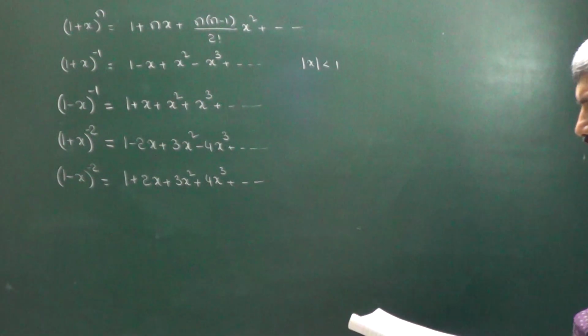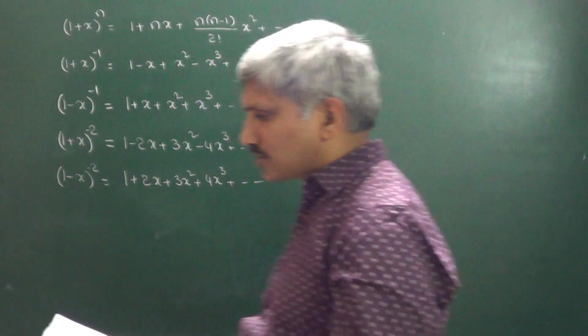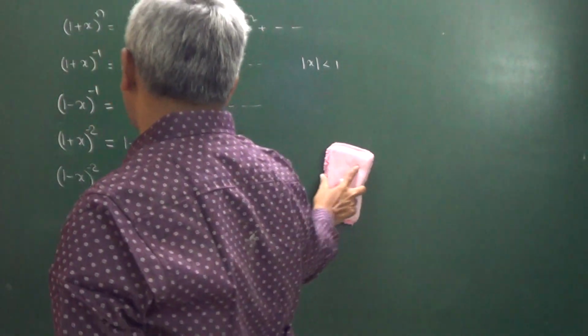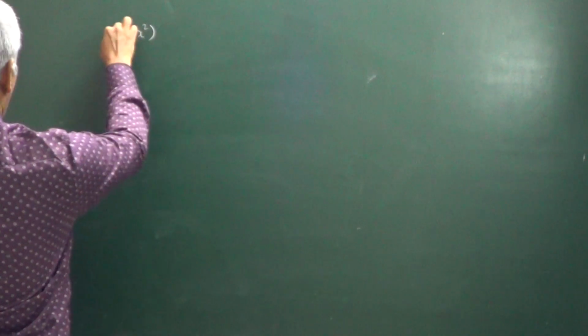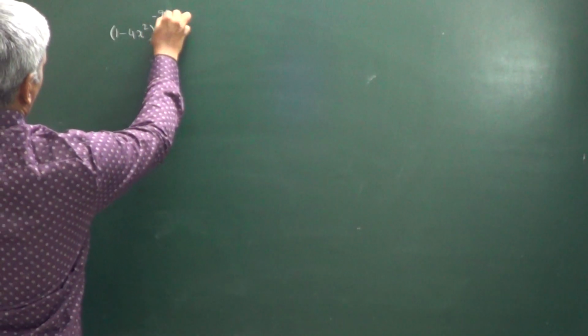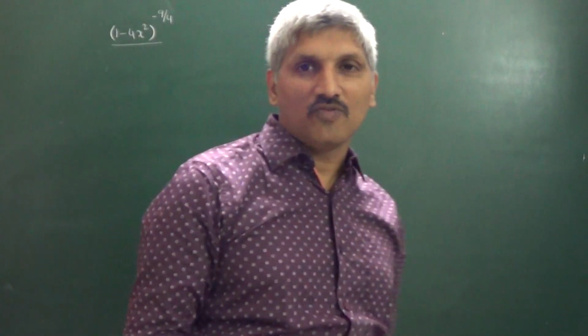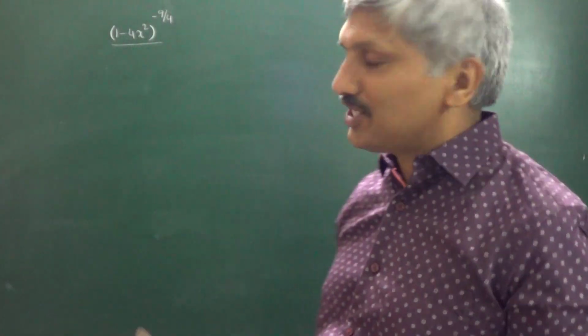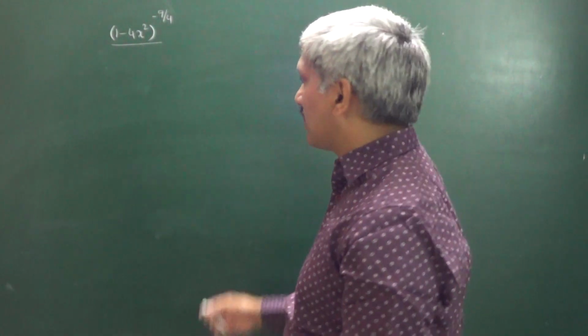Let's do a few questions, I can say a few applications based on this information. So this is the first question. The first question says (1 minus 4x square) to the power of minus 9 by 4. This expansion is valid for what values of x?